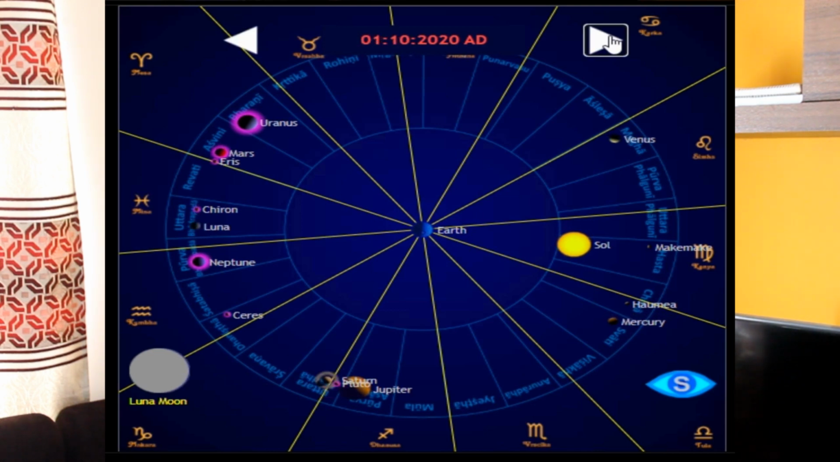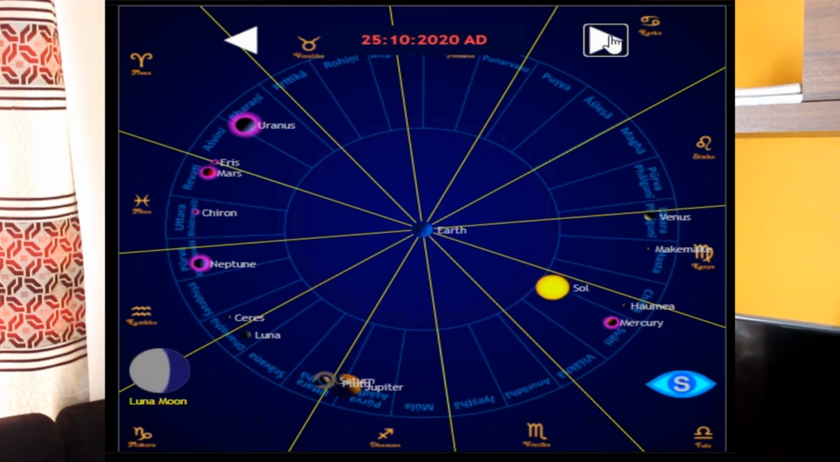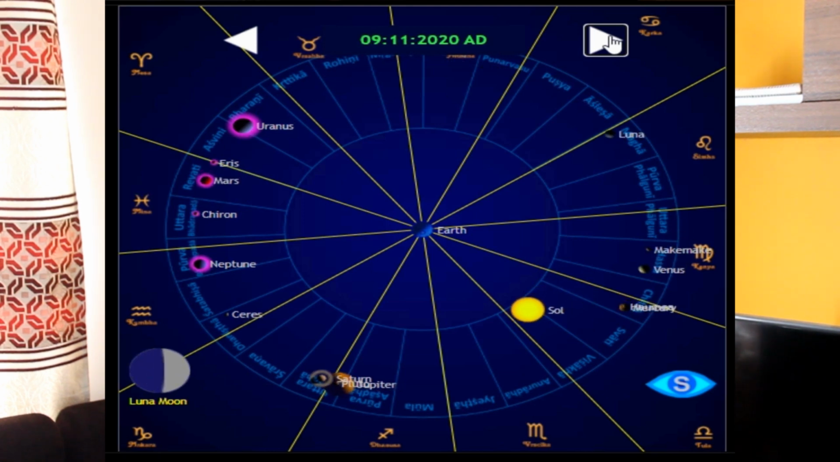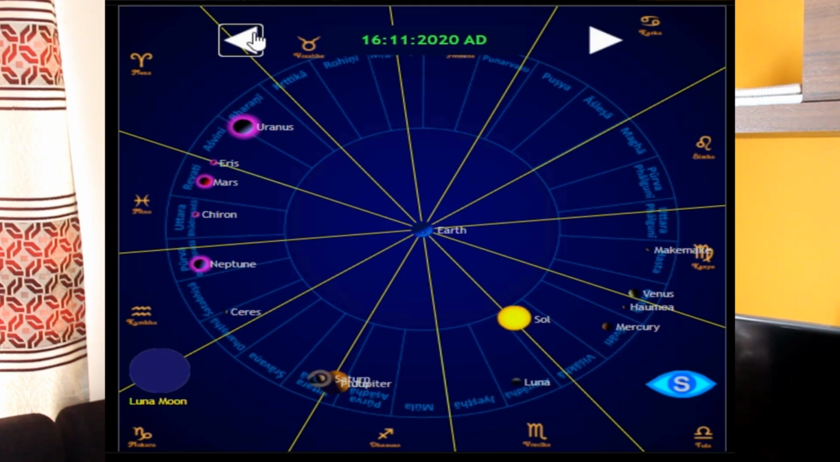Now we have understood this, and you can also see how the moon is rotating around the Earth. The moon here is a lunar satellite. It will rotate very fast. For example, in just 2.5 days it will cover one zodiac.